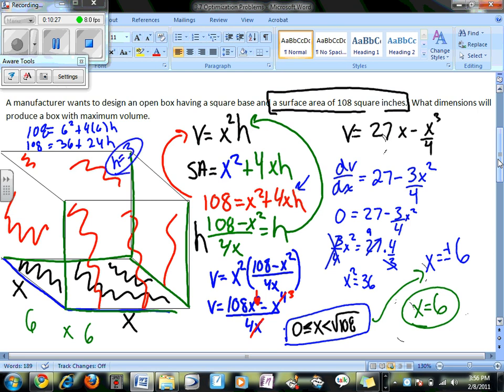So to answer this question, our dimensions are going to be 6 by 6 by 3.